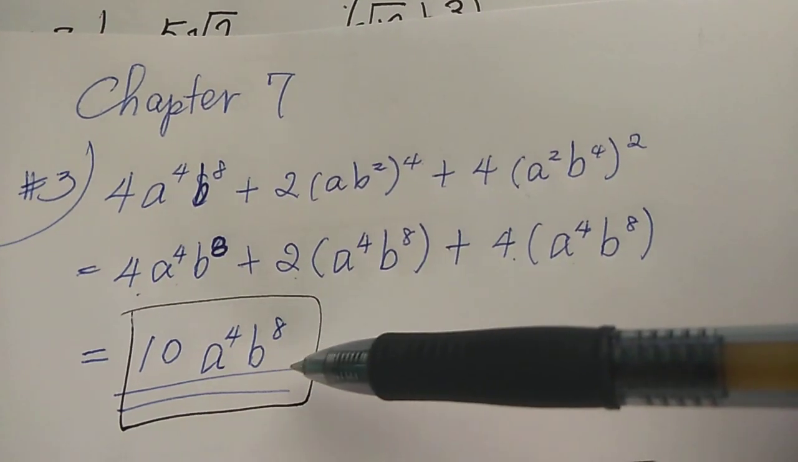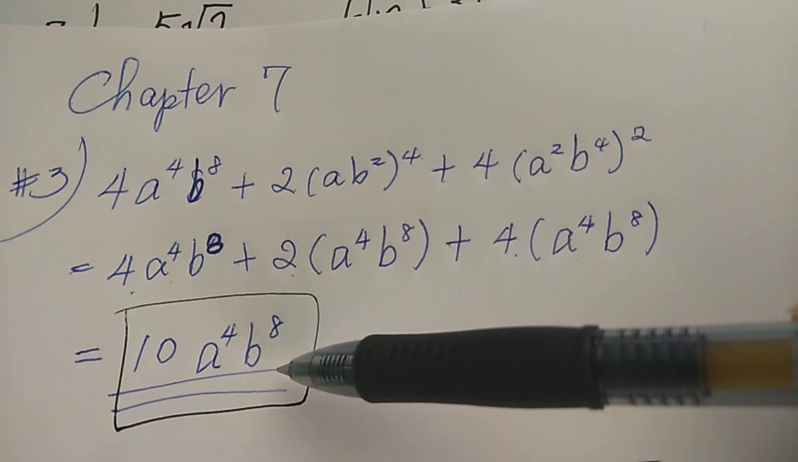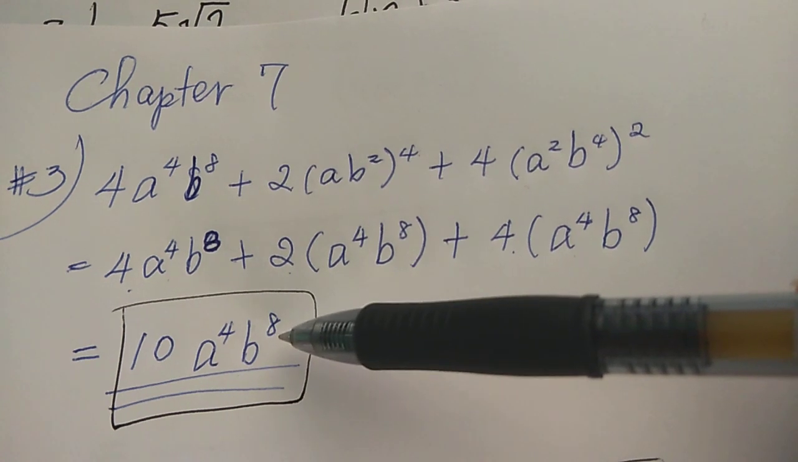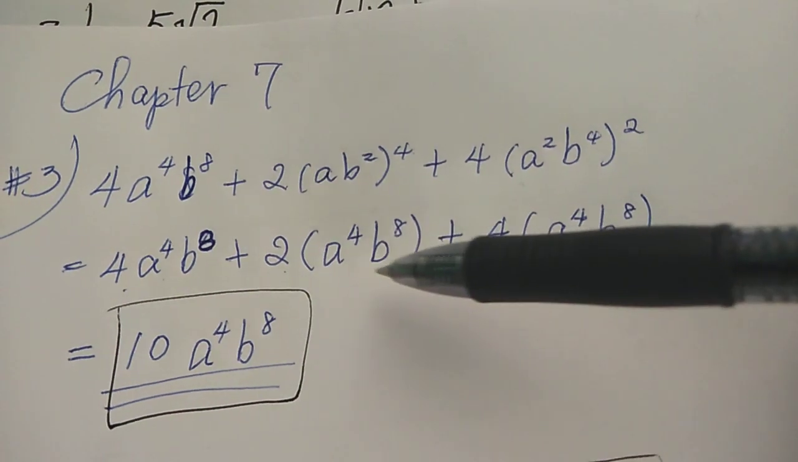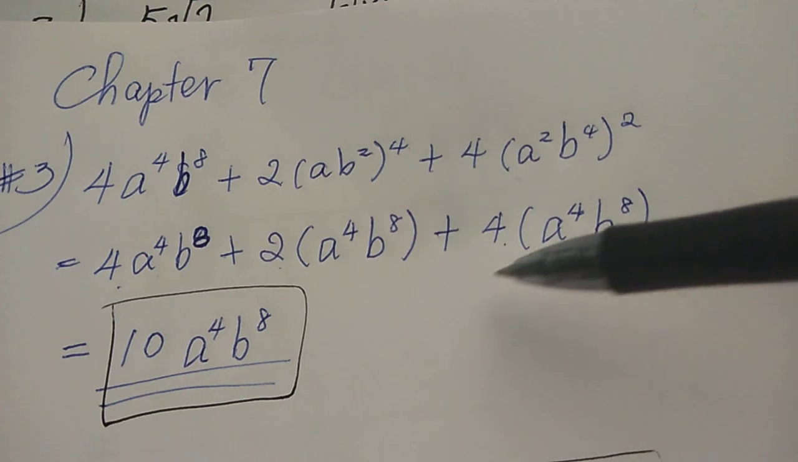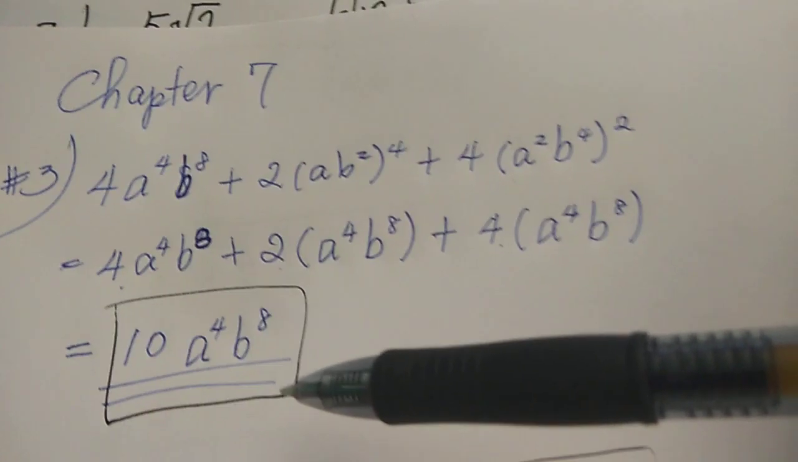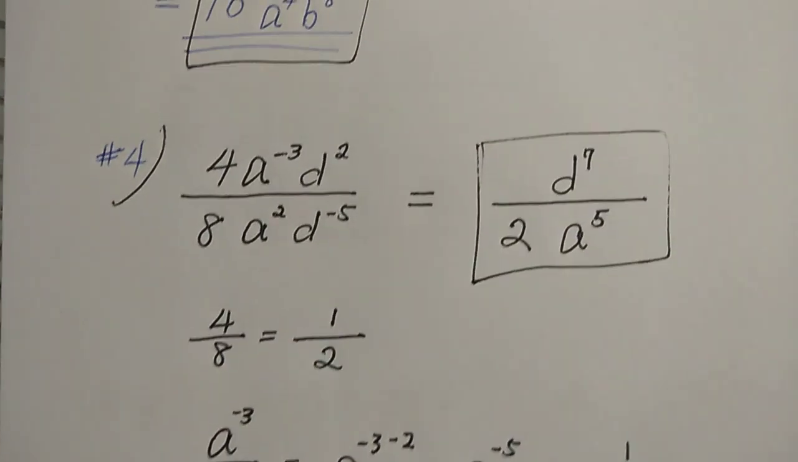And then you just copy down the variables. So it's a to the 4th, b to the 8th. That's for all of them, right? So you just have 10 of those. So that's your answer.